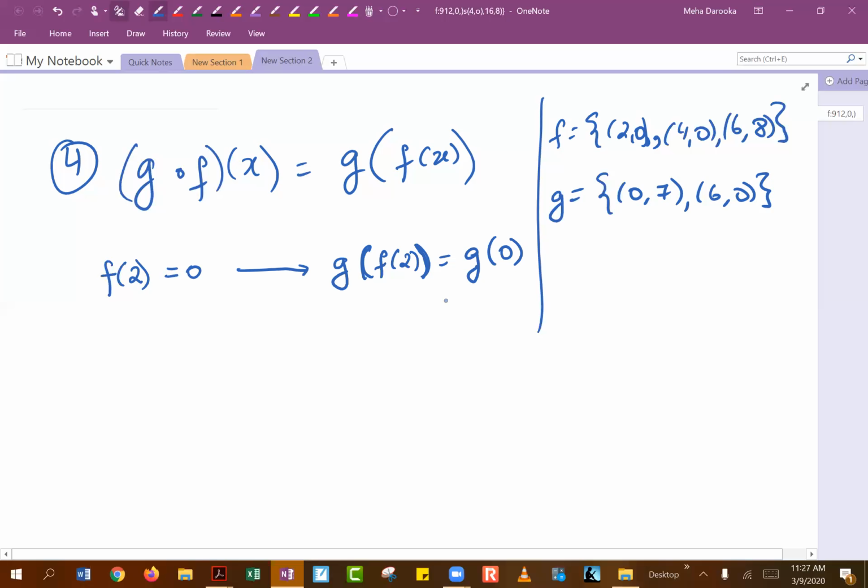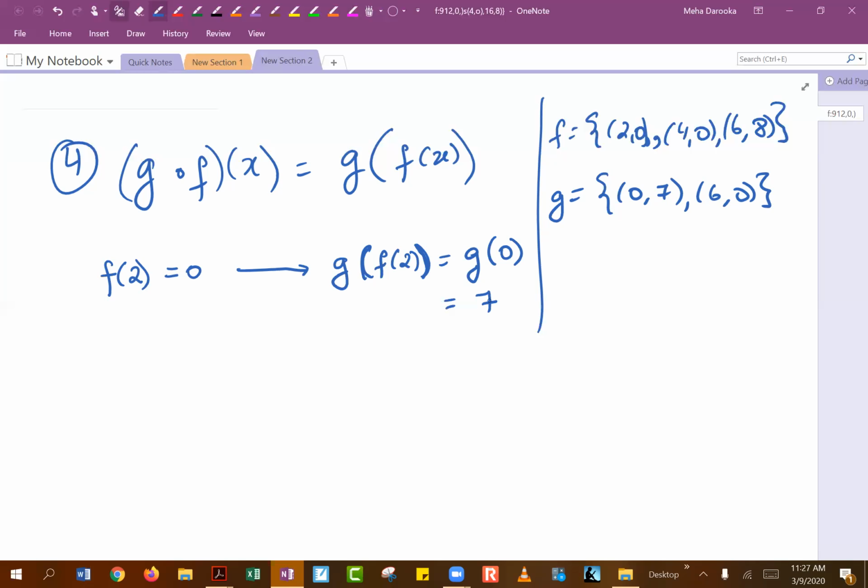Where did 7 come from? You started out with f of 2, which means we go to the f function and find the ordered pair where your x is 2. That means your pair is going to be 0. That's where this 0 came from.